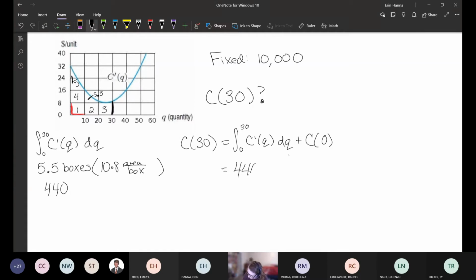So we have 440 plus that 10,000 for our fixed cost. So we would get approximately 10,440.